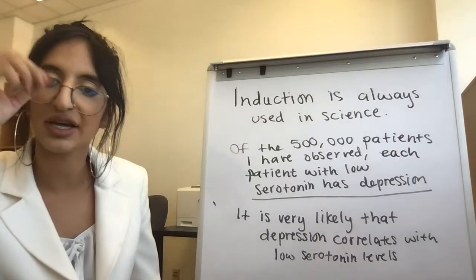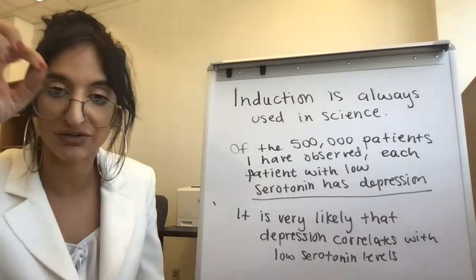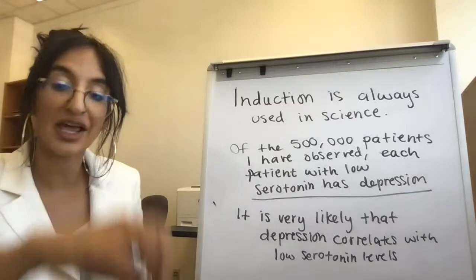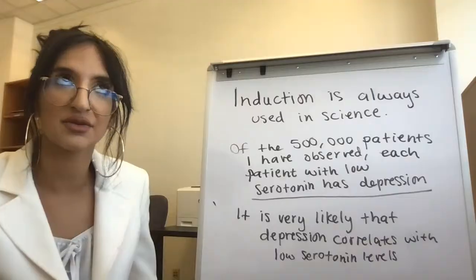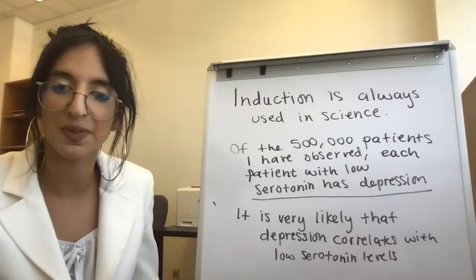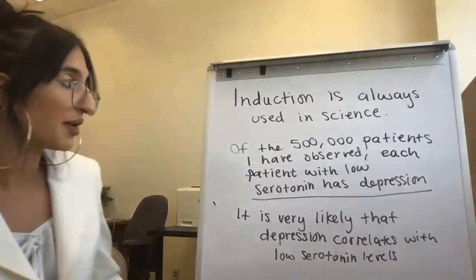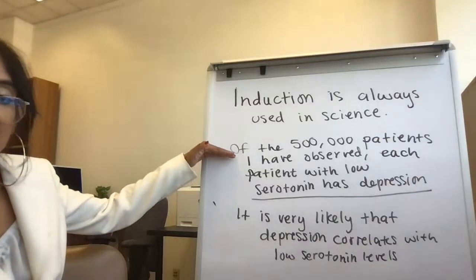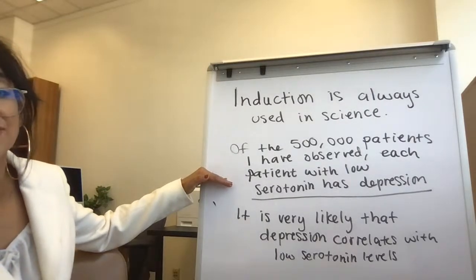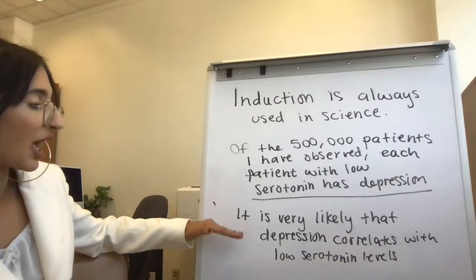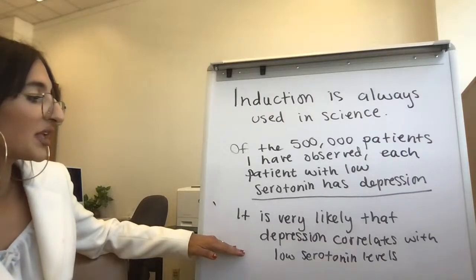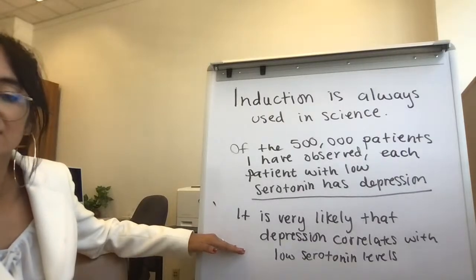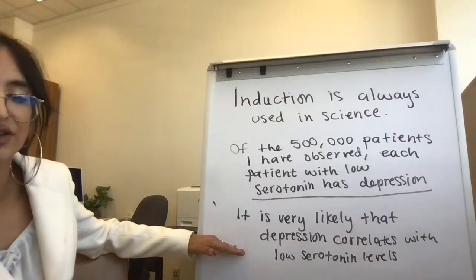And I look at their neurochemistry and I notice that each of them has low serotonin. And I also notice that each of those 500,000 patients has depression. Based on all these observations I've made of 500,000 patients, I can come to this inductive conclusion as a scientist: it is very likely that depression is somehow correlated with having low serotonin levels.